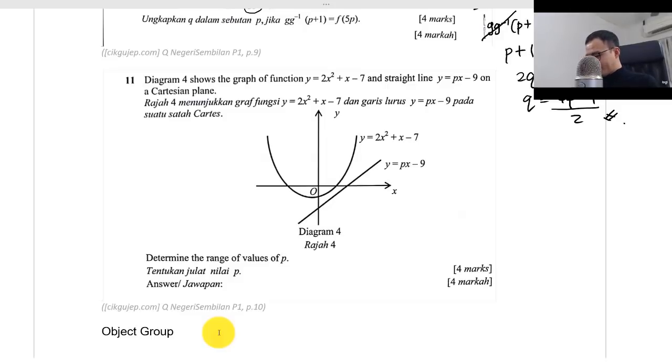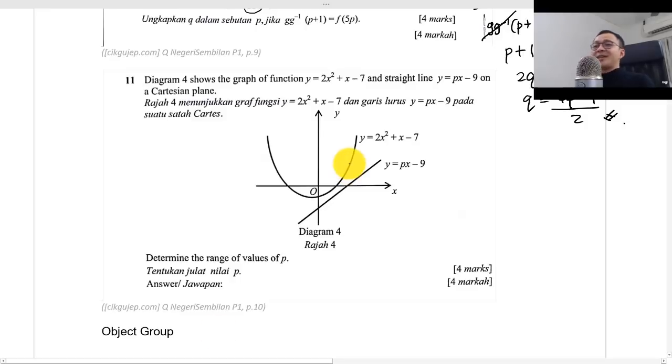Okay, so the first thing is the question says diagram 4 shows the graph of the function y equals 2x squared plus x minus 7 and the straight line y equals px minus 9 on the Cartesian plane. On diagram 4, you should be able to see the curve doesn't intersect the straight line. Like what I always say, does not intersect means what? Does not intersect means b squared minus 4ac less than 0.